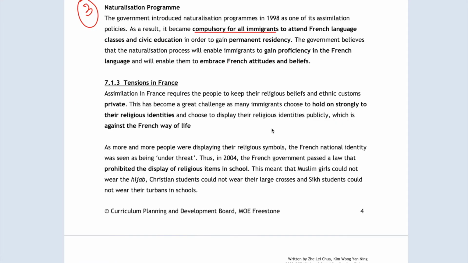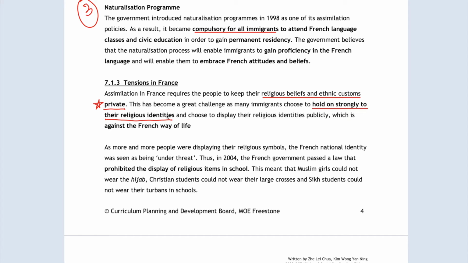So like I said, assimilation on paper sounds good, but whether it really works is another question. There are some tensions that have arisen because of these assimilation policies in France. They require people to keep religious beliefs and customs private. Private is the key point here. You cannot show your religious affiliation or your customs in public. If you choose to do so, it's against the French way of life. But a lot of immigrants still want to hold on strongly to their religious identity because it's what makes them a person. That's what we learned before.